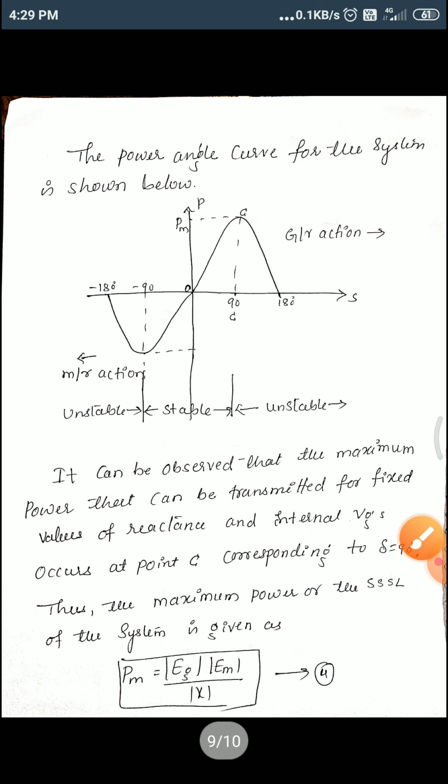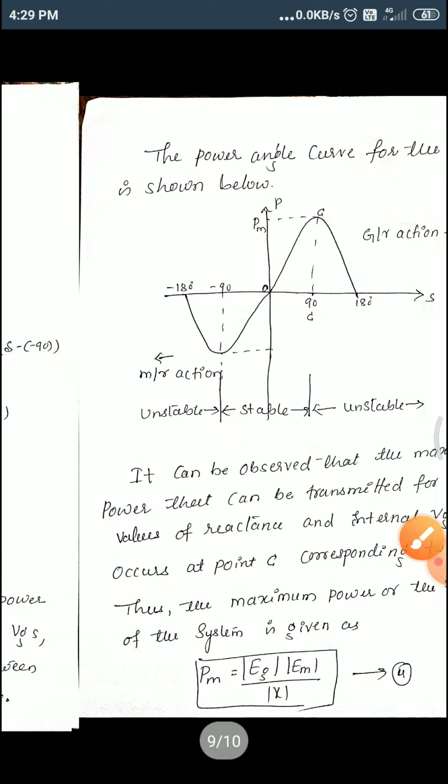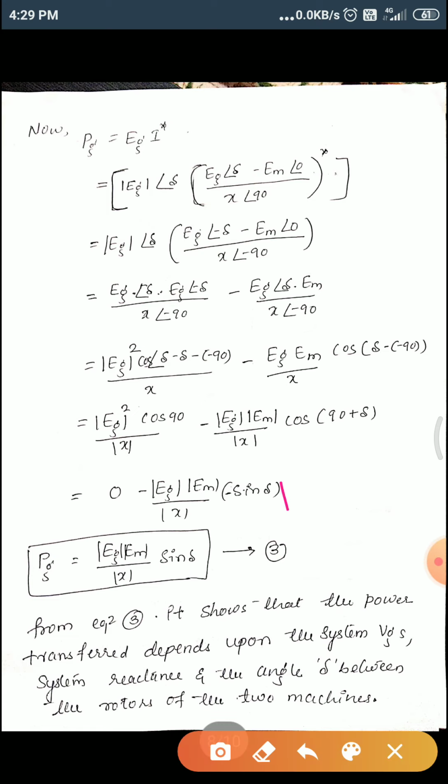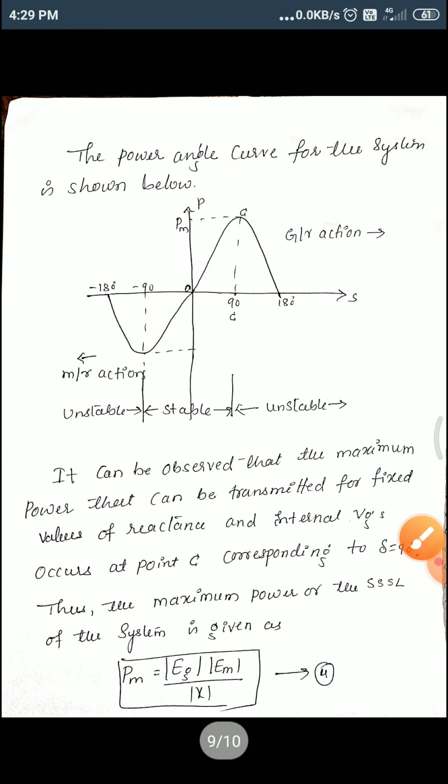Now let's try the power angle curve. So this indicates your power angle curve. As we said, Pe will be equal to Pm. When you consider sin delta, when delta is 90 degrees, then you get the maximum. The generator is generating, meaning it will be positive, and the motor is consuming, meaning it should be negative. That's what it will be, like this.